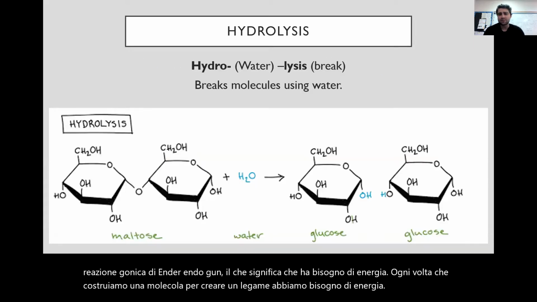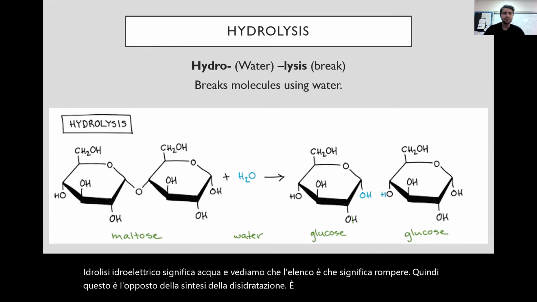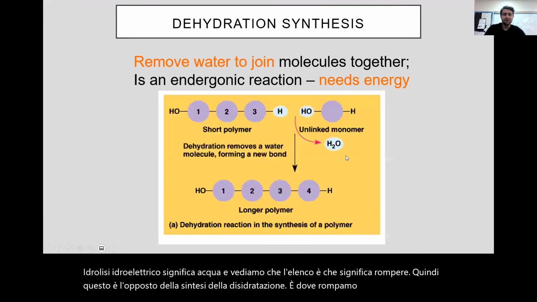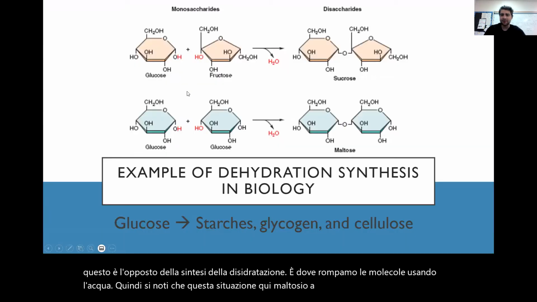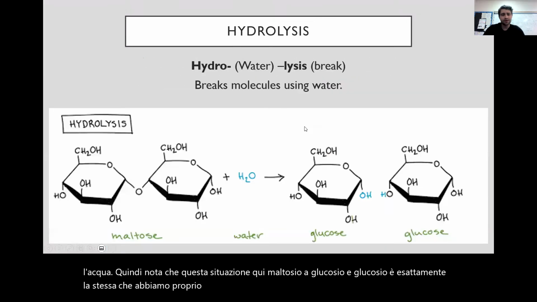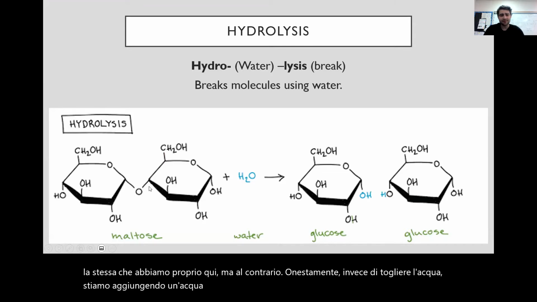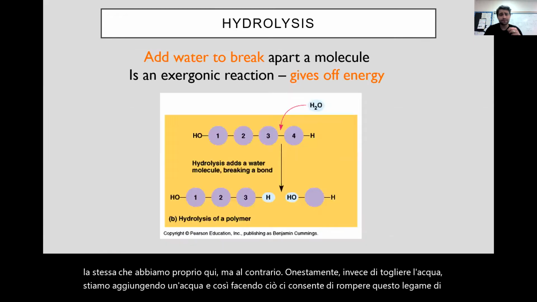Hydrolysis. Hydro means water, and lysis means to break. So this is the opposite of dehydration synthesis. It's where we break molecules using water. So notice that this situation here, maltose to glucose and glucose, is the exact same as what we have right here, but in reverse. Instead of taking away a water, we are adding a water, and in doing so, that allows us to break this oxygen bond by creating stronger attractions to it and separate the molecule into two glucose, just like we had before.